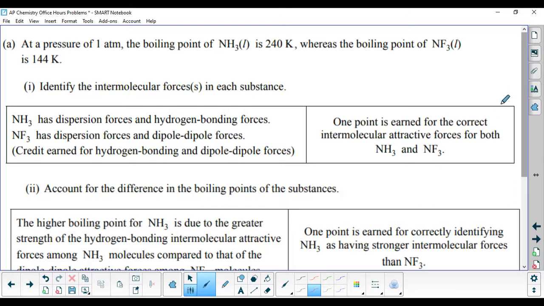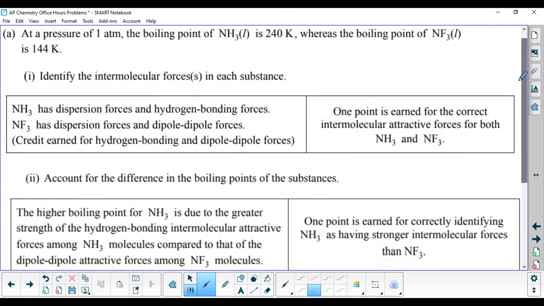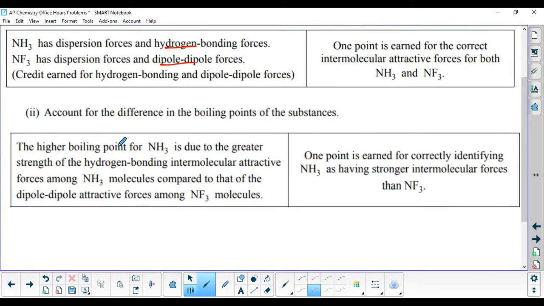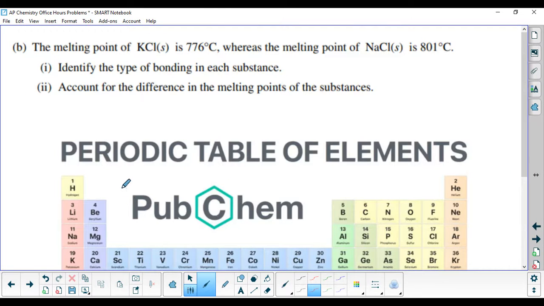So let's read their answer key here. For part I, you'd get only 1 point for correctly identifying that you have hydrogen bonding and dipole-dipole. For part II, the higher boiling point in NH3 is due to greater strength of hydrogen bonding. You get 1 point for saying that. That's stronger than dipole-dipole. For our next part of the problem, it asks you to compare the melting point of KCl to the melting point of NaCl and identify the type of bonding in each substance.